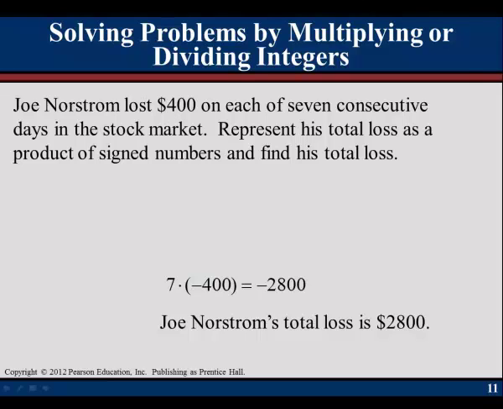So that's where we have 7 times negative 400. We use a negative because of the loss. So 7 times 4 is 28, right? So 7 times 400 is going to be 2,800. We've got a negative 400, so that's going to be negative 2,800. Okay, so his total loss was $2,800. All right, questions with that?